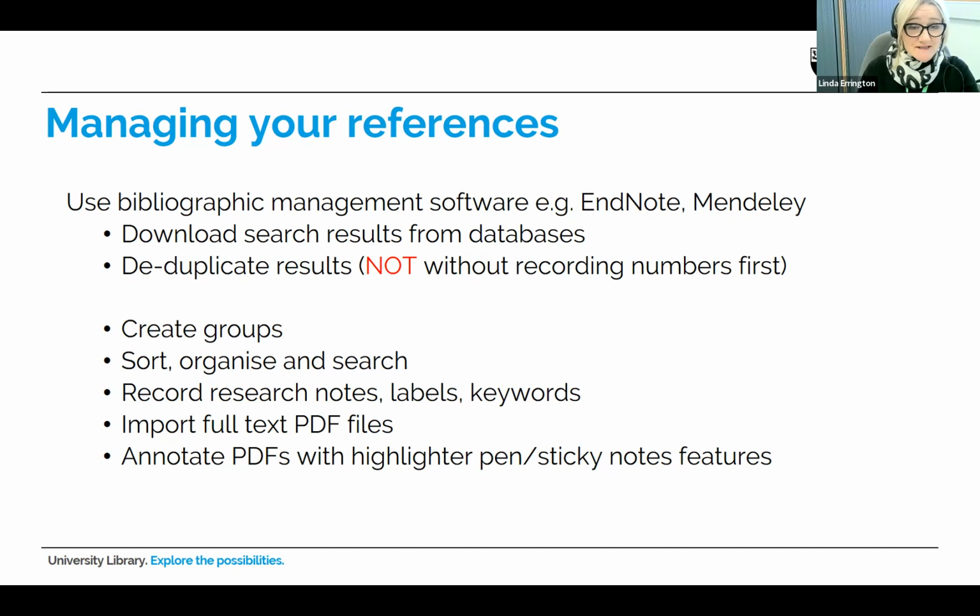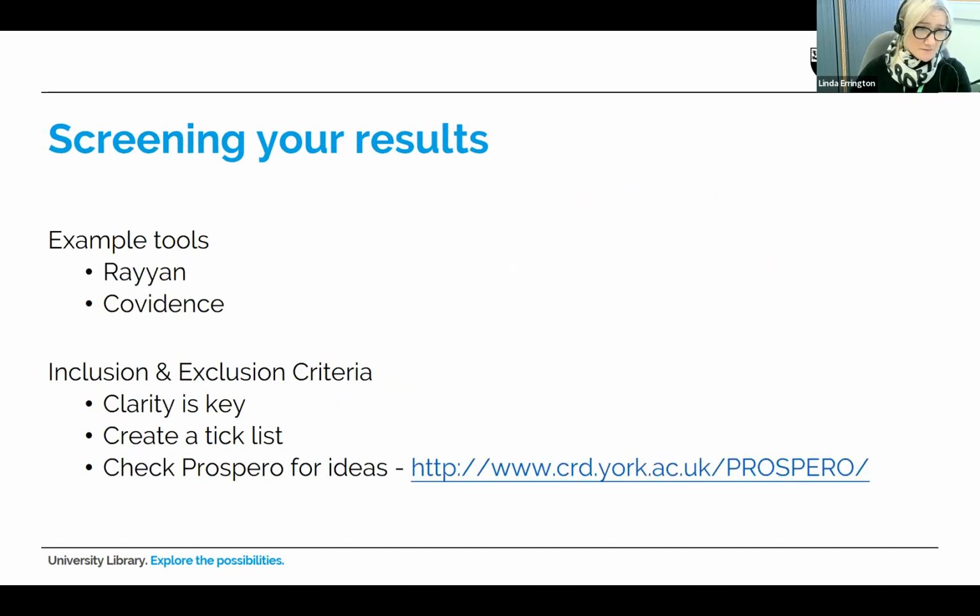You do also need to consider what software you might use for the screening process. So you will upload all of your results into EndNote or Mendeley, but then you will need to consider how you screen those to find which of the results are actually relevant, which ones you want to include in your review. Although EndNote and Mendeley aren't actually designed to screen results, they can be used for that process, but special screening software does exist as well. So a couple of examples are Rayyan and Covidence.